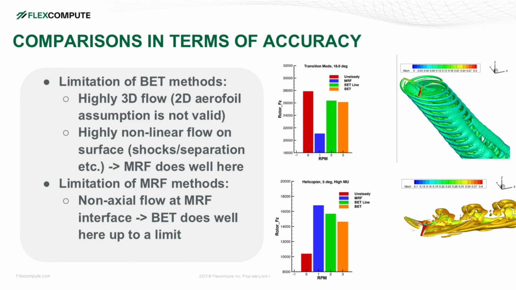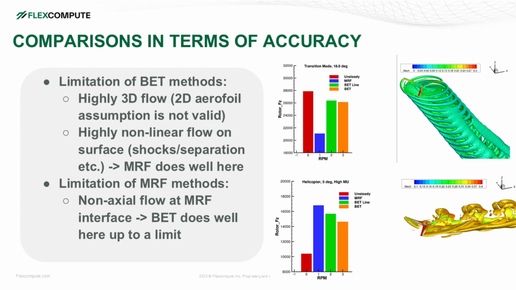There are limitations of the BET methods at high angles of attack or in highly separated or transonic flows. Because it relies on two-dimensional airfoil tables, it cannot fully capture strong three-dimensional effects, shocks, or complex separation. In these regimes, MRF or resolved blade simulations perform better because the blade geometry is explicitly resolved.